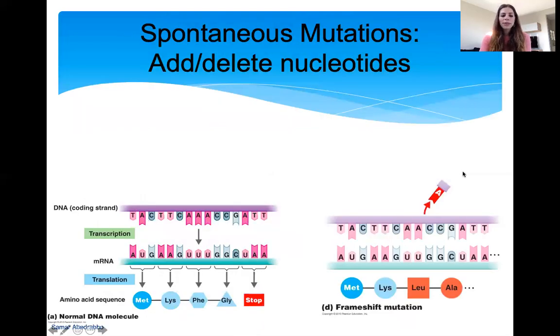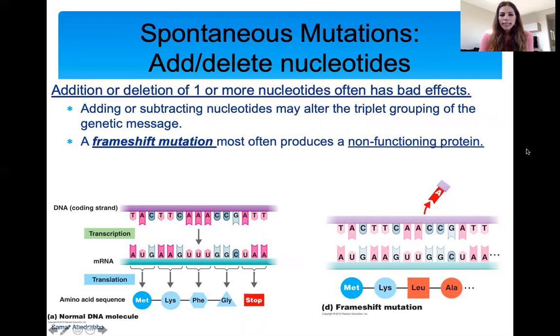Now we're going to talk about a different type of spontaneous mutation. So before we talked about base substitutions, now we're going to talk about what happens when you add or delete bases or nucleotides. So as you can imagine, this can lead to detrimental effects because you're really having a big effect. And the effect we call is a frame shift mutation. So the addition or deletion of one nucleotide usually, most of the time, has a pretty bad effect. And that's because imagine when you add a nucleotide, you shift the whole RNA codon.